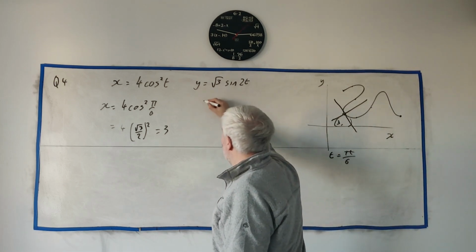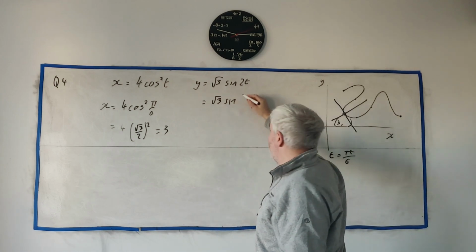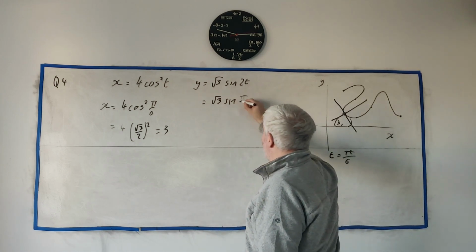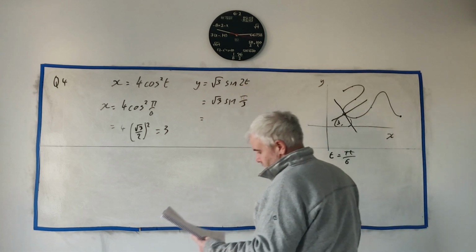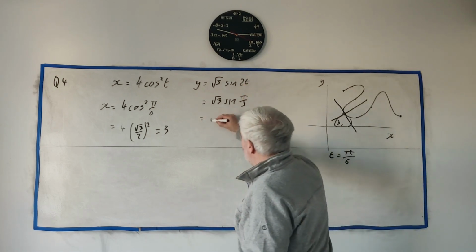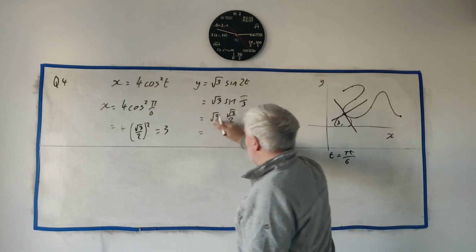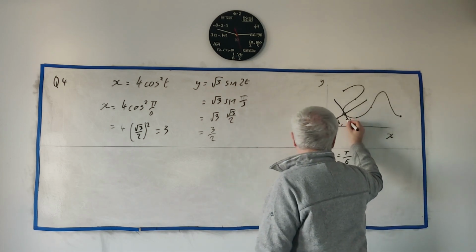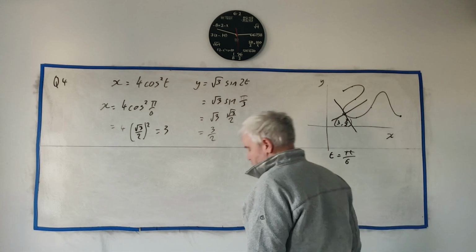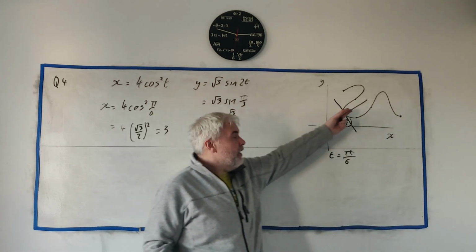The y value is square root of 3 sine of 2 times pi over 6. Well, 2 times pi over 6 is pi over 3. Put that into your calculator and you will get square root of 3 over 2. Multiplied by square root of 3, we get 3 over 2, and that's the y value. So we have the point, and we just need to find the equation of a line.